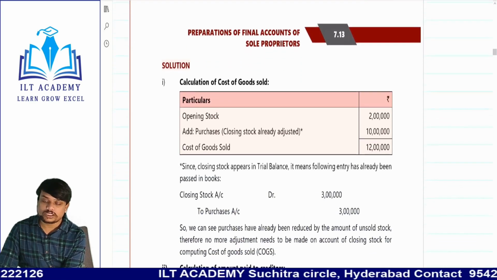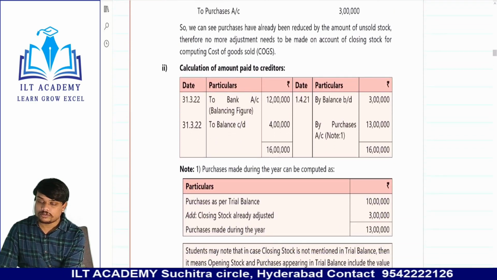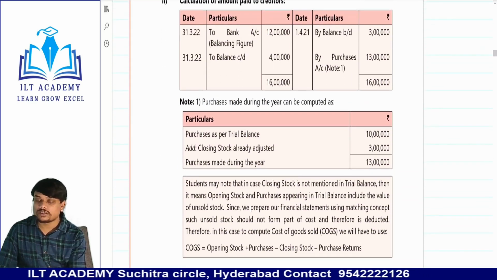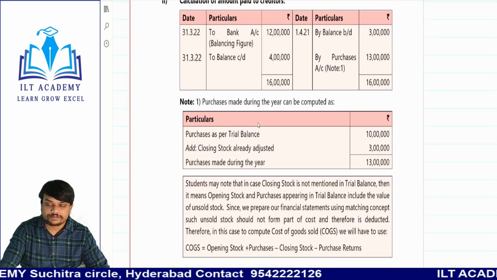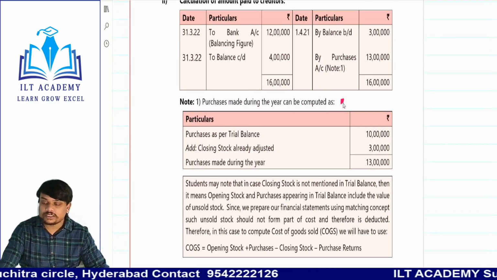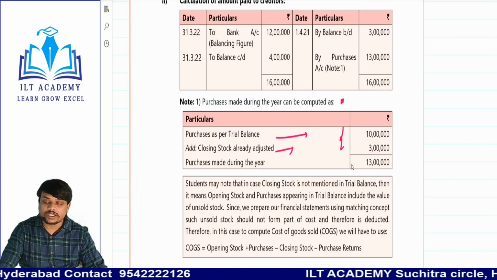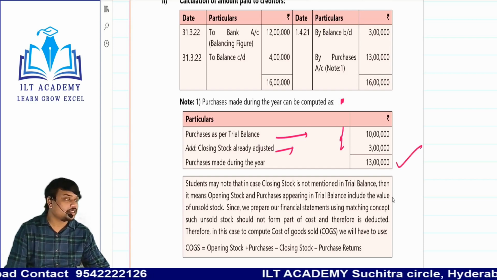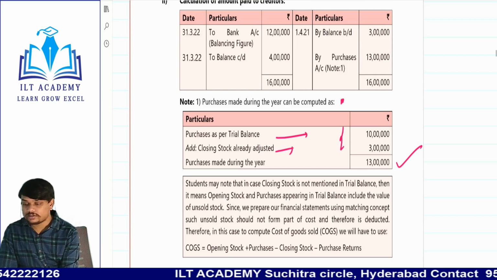This is how COGS calculation is done. This is payment to creditors. So you are going to get 12 lakhs. That's it. Got it? Now purchases made during the year. Purchases as per trial balance and closing stock already adjusted. If you add both, that will be purchases made during the year. Any doubts? Clear? Got it?